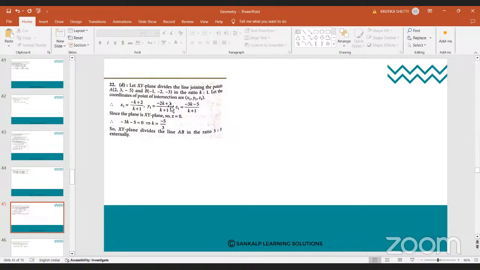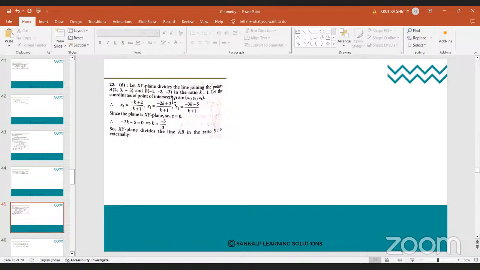So when we apply the formula, we get k into -1 and 1 into 2, so we will get (minus k plus 2) upon (k plus 1). Similarly, k into -2 and then 1 into 3, we will get -2k plus 3.